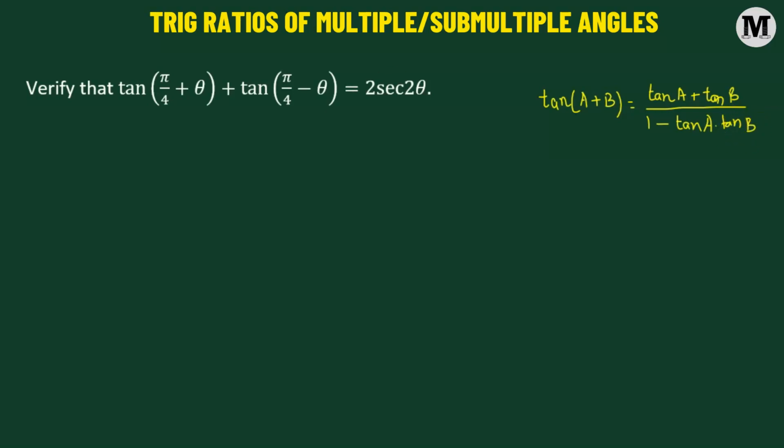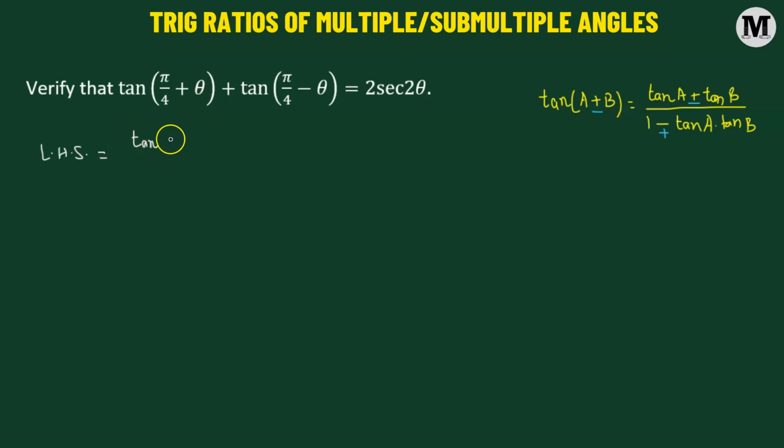And if we do subtraction, that means if we have tangent of A minus B, then we will get tangent of A minus tangent of B divided by, now this time we'll have 1 plus tangent of A times tangent of B. Now let's use these two formulas to expand each of the two terms on the left hand side. So for the first term, we have tangent of pi over 4 plus theta. So here A will correspond to pi over 4 and theta will be B.